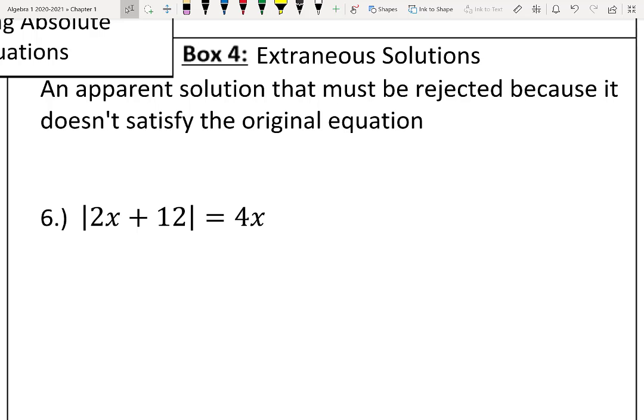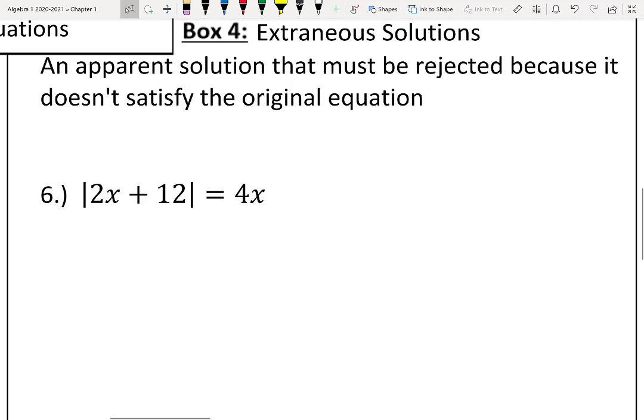So definition-wise, you can see what it says. It's an apparent solution that has to be rejected because it doesn't satisfy the original equation. These, just like with our infinitely many and our no solution problems, you're not going to be able to identify those right away. It's something that you see as you're checking your solution.